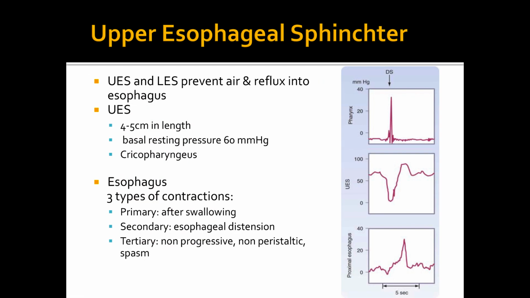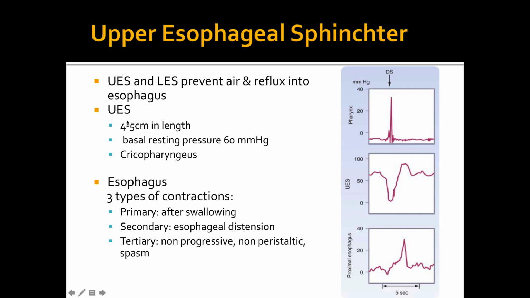Let's talk about the sphincter mechanism. The esophagus has an upper esophageal sphincter and a lower esophageal sphincter, and the main reason for these is to prevent air entering the esophagus and reflux into the esophagus from the stomach. It keeps the lower esophagus closed, so you can belch at a more socially acceptable time, or not belch when it's socially unacceptable. So these are the things that help with that.